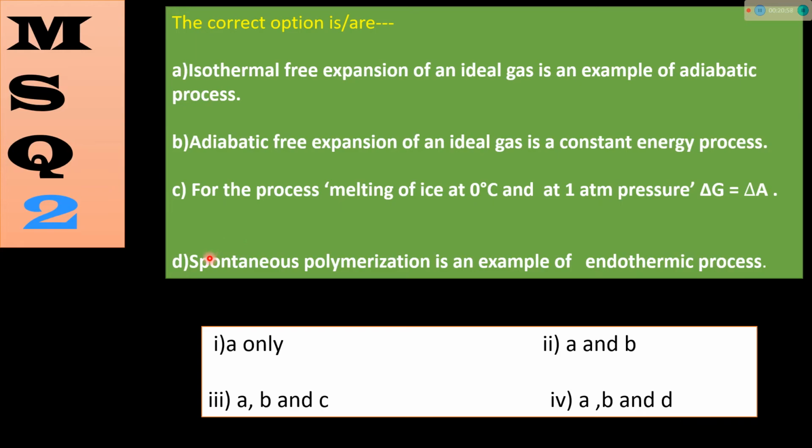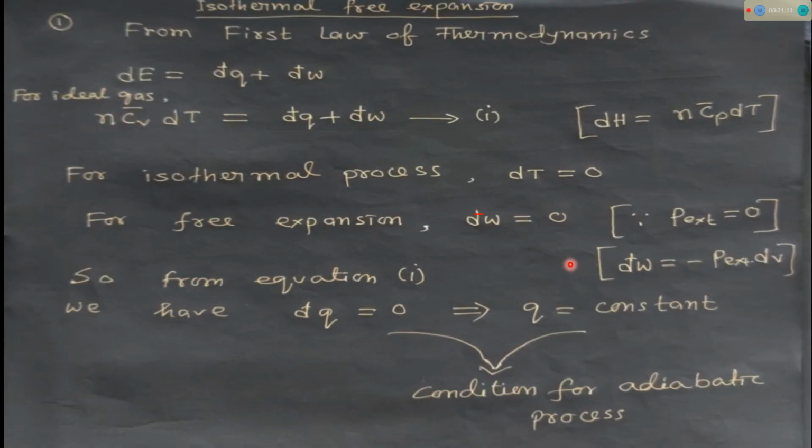Now see statement D. Statement D में क्या लिखा हुआ है? Spontaneous polymerization is an example of endothermic process.